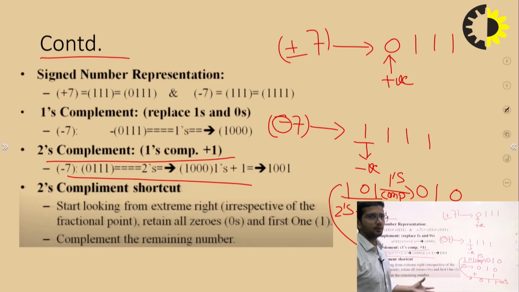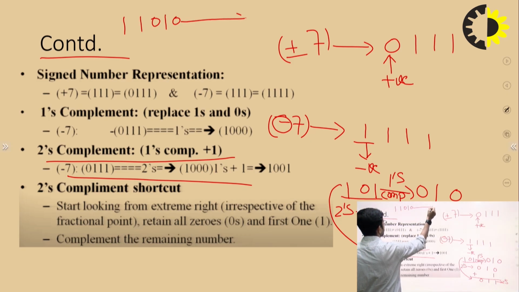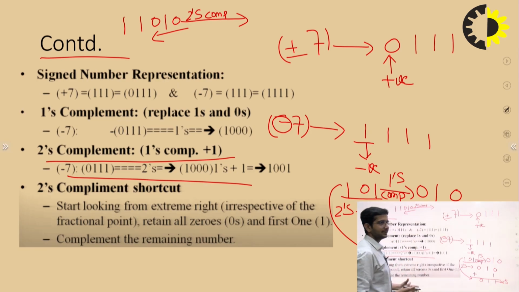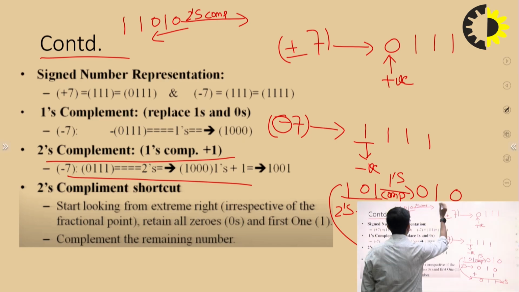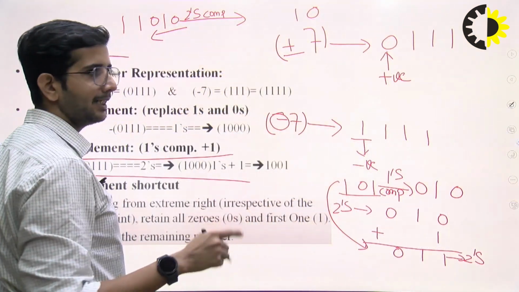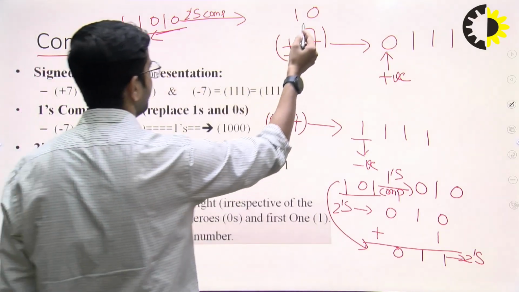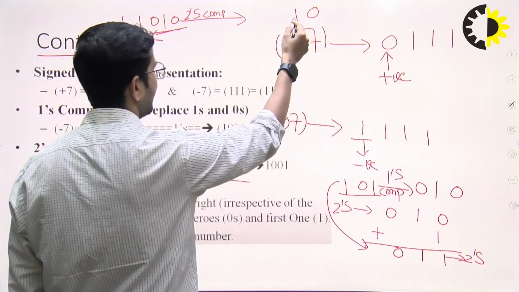Or we can perform the 2's complement directly. For example, if we have the number 11010 and want to find its 2's complement directly, we have to start from the right-hand side and copy the bits as they are up to the first one. That means we start from the right and copy the bits until we get the first one in our digits. So in 11010, the first one is at this place.